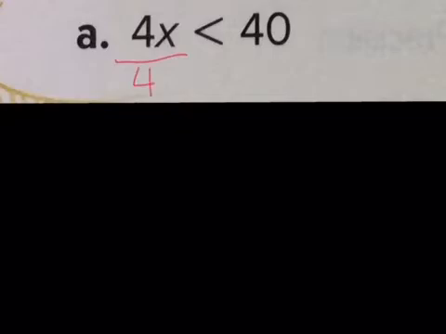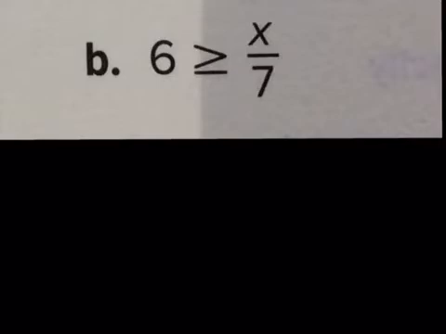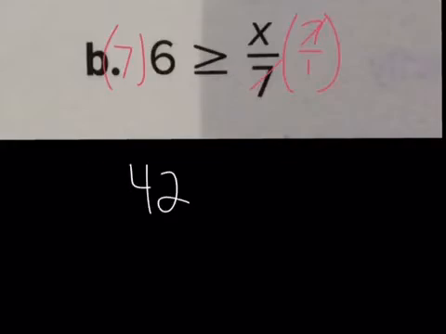If you understood the two examples, please go ahead and do A and B now. Pause the video, please. Okay, we have to isolate the x, so let's divide by 4 here, and by 4 here. So now we have x is less than 10. And for this side, we have to multiply by its multiplicative inverse, which is 7 over 1, which cancels out these 7s. And this side multiplied by 7 as well is going to give me 42 is greater than or equal to x.